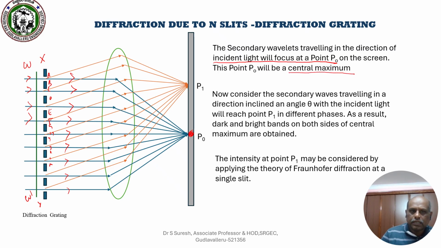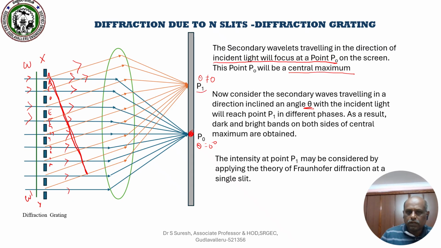Now consider the secondary wavelets that are traveling in a direction inclined at an angle theta. Earlier theta was equal to 0, this is the theta equal to 0 degrees direction. Now we are considering theta not equal to 0. These wavelets will reach point P1 in different phases. You see S1 P1 and Sn P1 are not traveling the same path. There is some path difference. As a result, dark and bright bands on both sides of the central maximum are obtained.